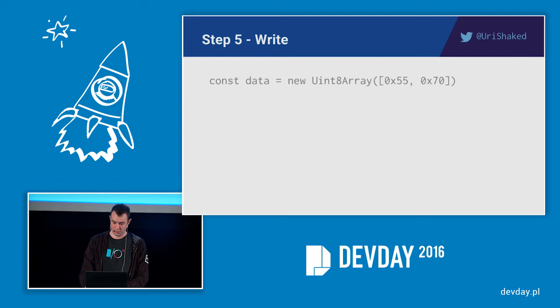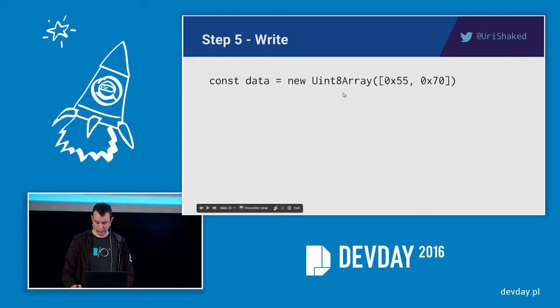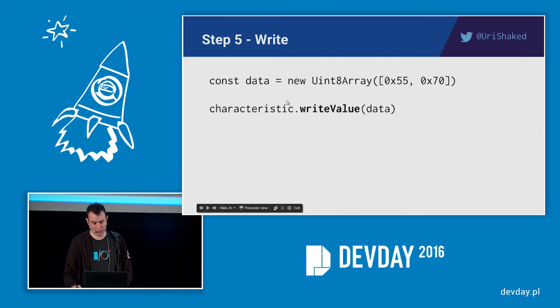We can also write to it. We create an array with some bytes. In this case, I use 2 bytes. These are the hex values. And then we just write them to the characteristic.